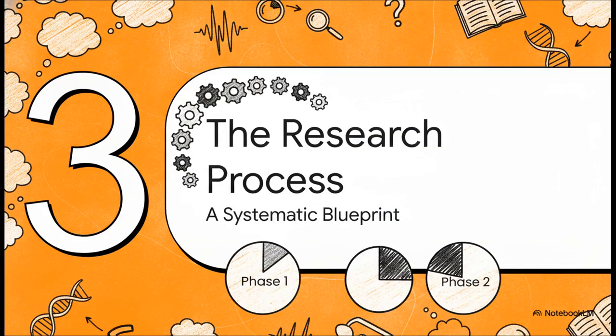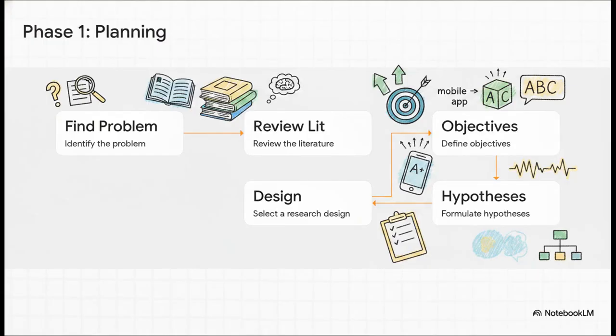Which brings us to Section 3, the systematic research process. Because language research is a science, right? It requires a super clear, replicable method. You can't just wander aimlessly into an investigation. There's actually a core 10-stage blueprint to conducting research, and we're going to break this down into two manageable phases.